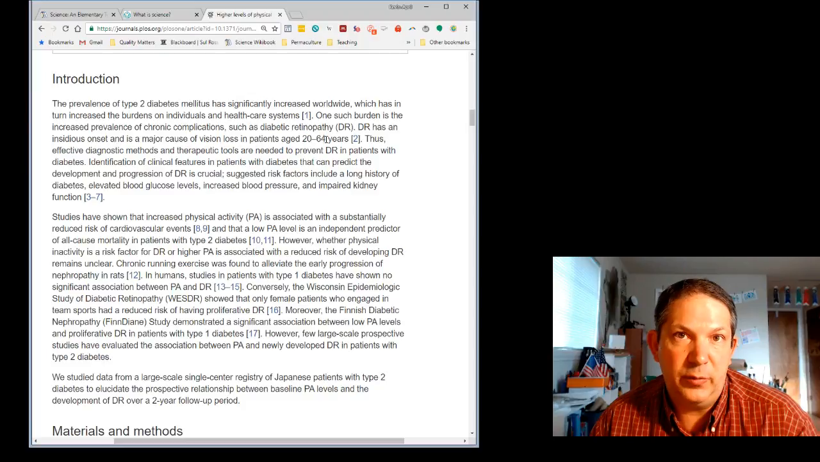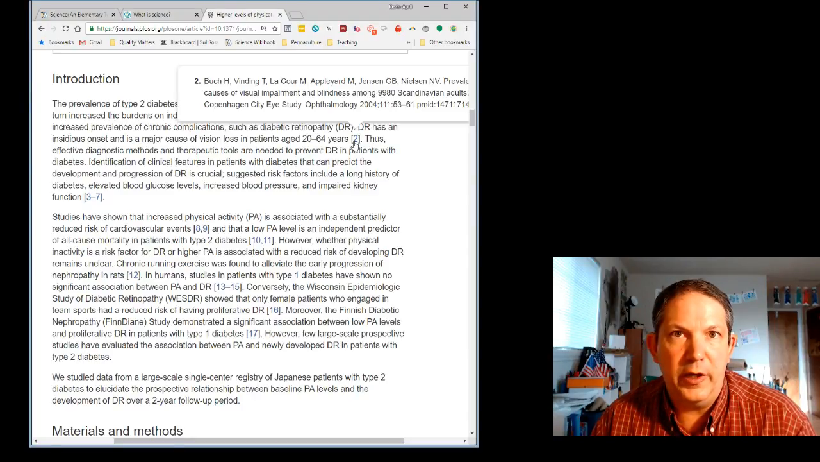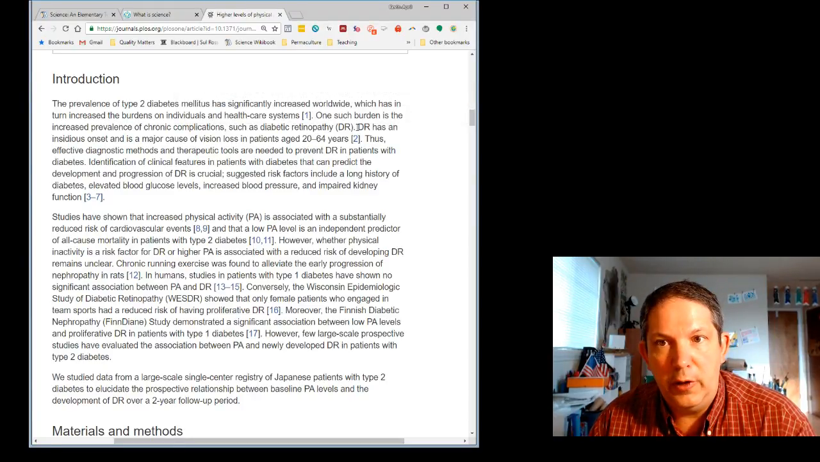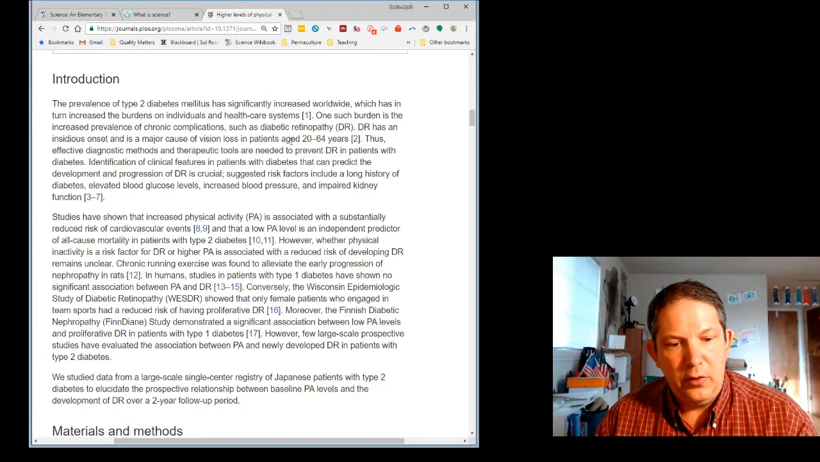So it's a major cause of blindness for people 20 to 64 years old. Again, you can't just say that. You have to back it up with something. So they cite another paper, right? Prevalence and causes of visual impairment and blindness among 9,980 Scandinavian adults. It's a big Copenhagen eye study. Great. So this is part of your research, is just knowing kind of who said what, when, so you can back up pretty much any statement.